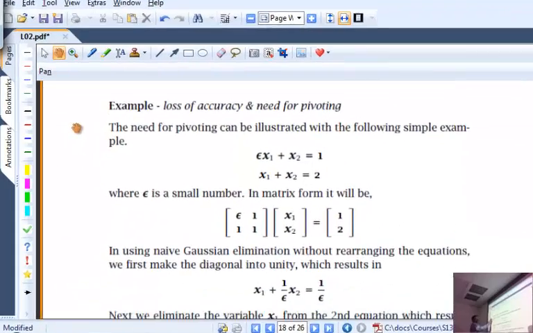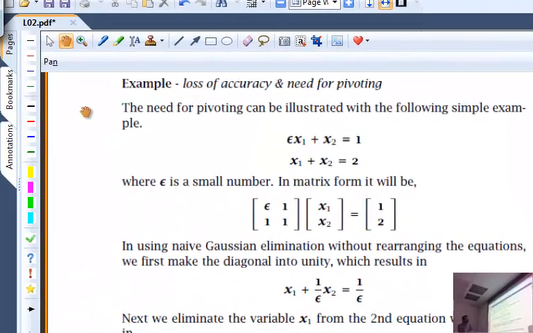Now, the loss of accuracy. This is the idea behind pivoting. Maybe I think we need more than 2 minutes to go through this. So we will stop here and continue with this in the next class.